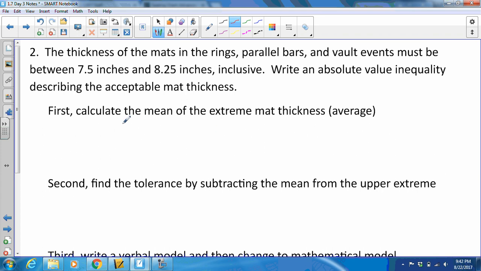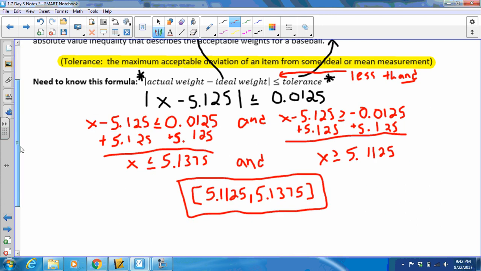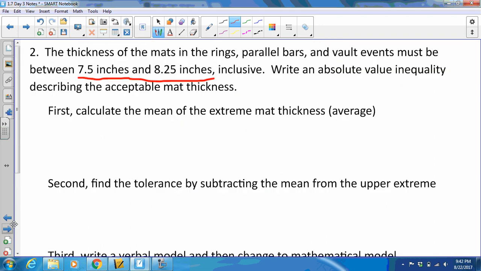Now here are the steps that we're going to follow so we can write our absolute value inequality. It says the thickness of the mats in the rings, parallel bars and ball events must be between 7.5 inches and 8.25 inches inclusive. So this would be really our answers. Remember we had our interval notation, and here was our answer. So we're taking our answer and we're going to go backwards to get our absolute value inequality.